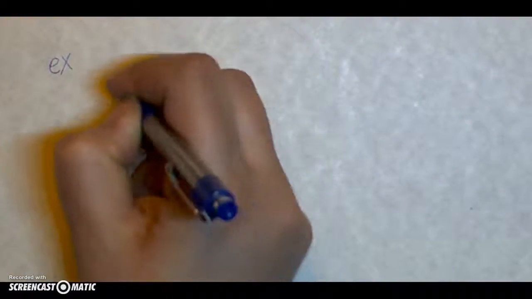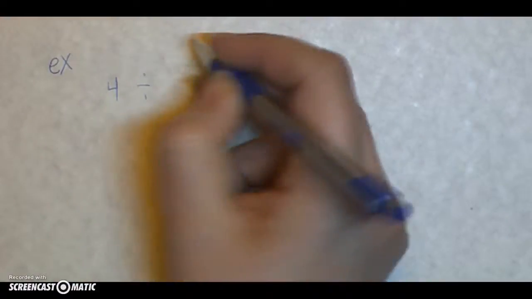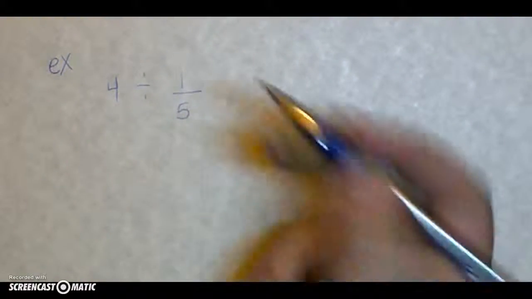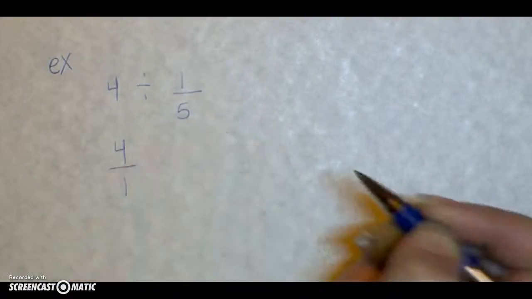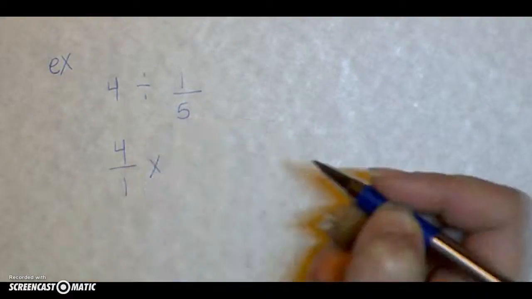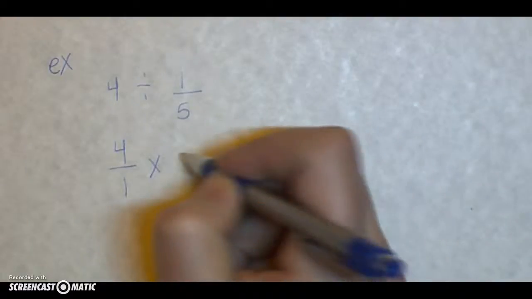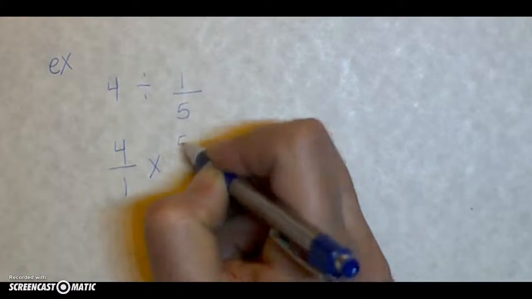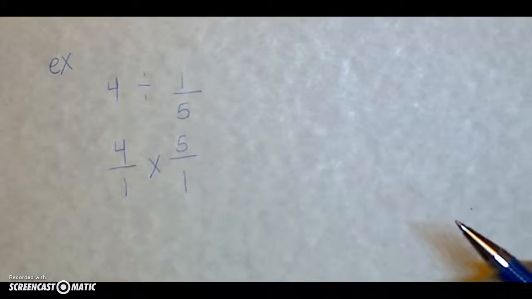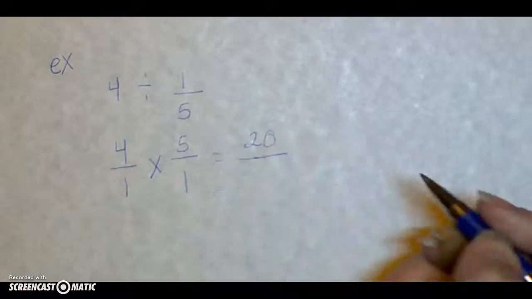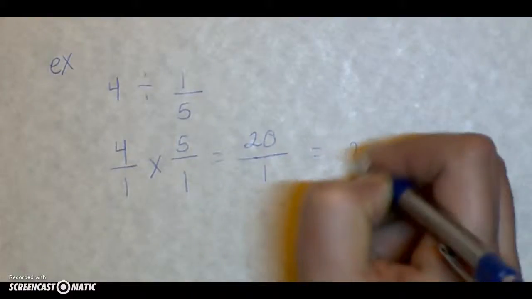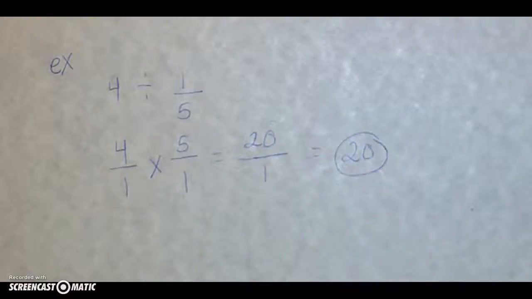Okay, let's try one more. If I have an example of 4 divided by 1/5, I'm going to bring down my 4, change my division to multiplication, and invert. So I'm inverting 1/5. It becomes 5 over 1. 4 times 5 equals 20. 1 times 1 equals 1. And my final answer is 20.